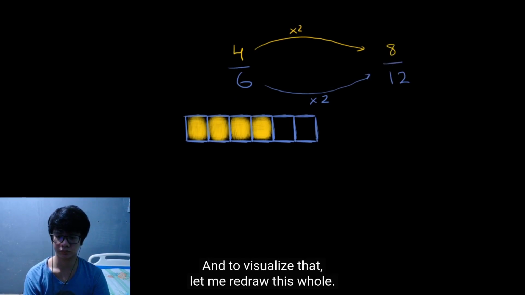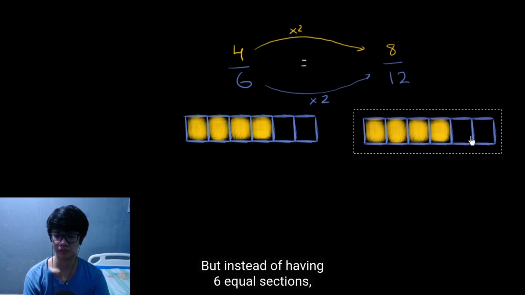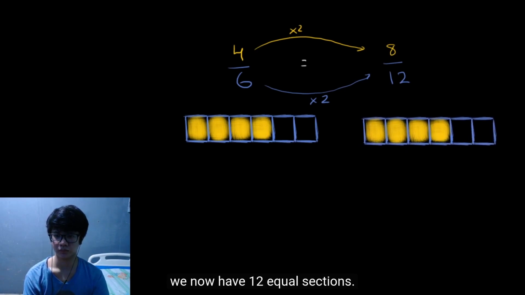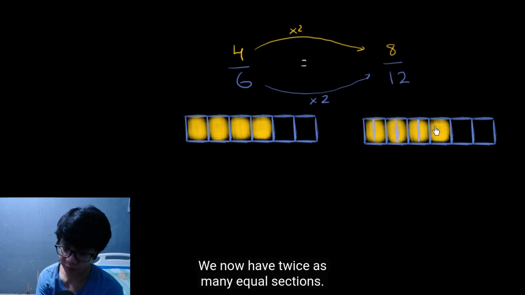And to visualize that, let me redraw this whole. But instead of having 6 equal sections, we now have 12 equal sections. So each of the 6 we can turn into 2. That's essentially what multiplying by 2 does. We now have twice as many equal sections.